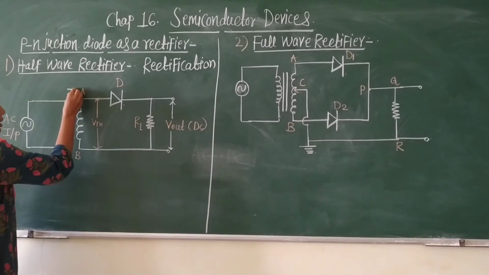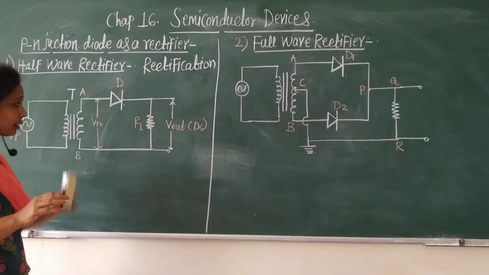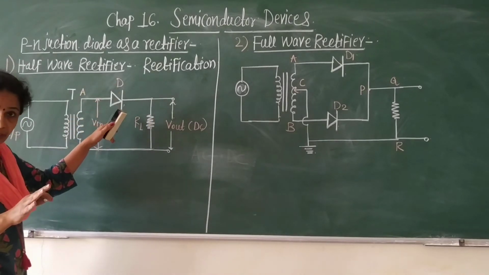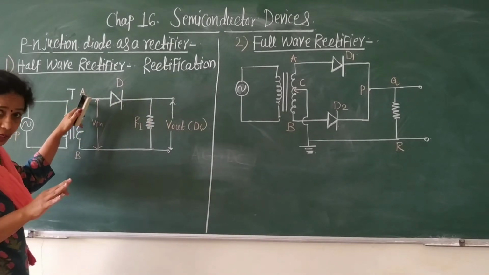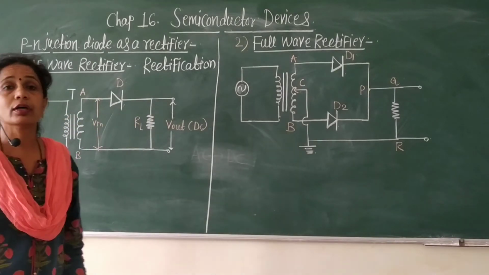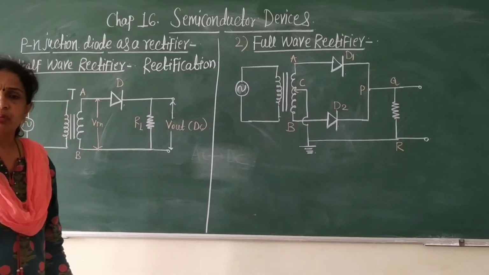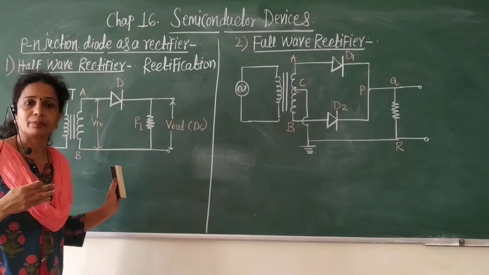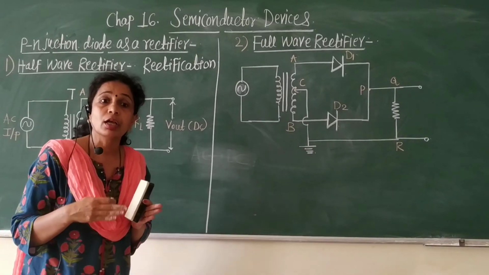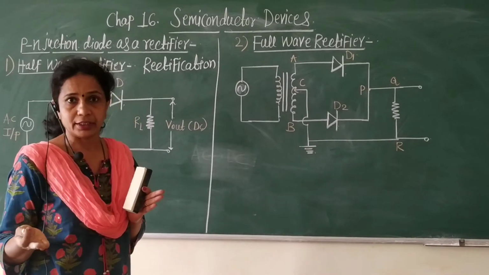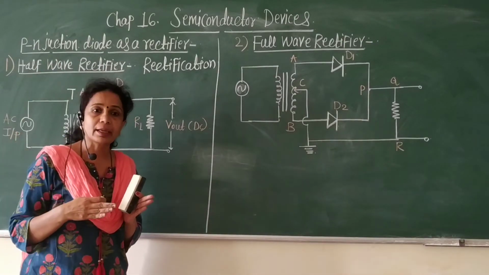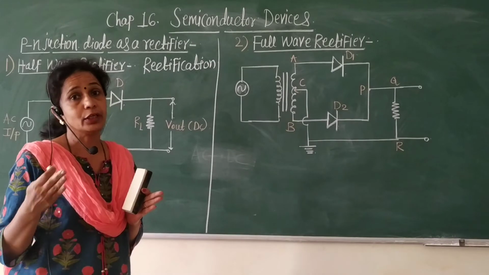This is the transformer T. Here the transformer T is used. Here is the PN junction diode. It's connected to the transformer. And here RL is nothing but a load resistance. Then what is the use of transformer here? It allows us to step up or step down the AC input voltage.